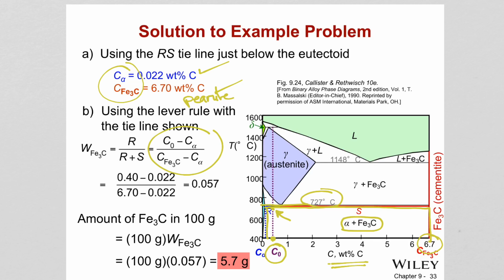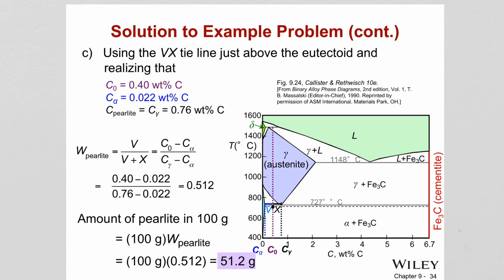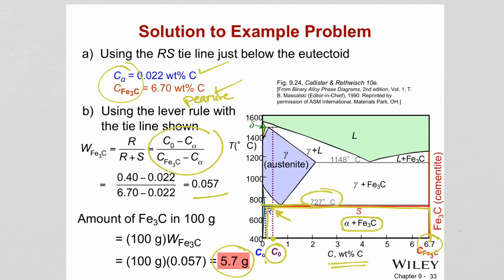So if you find the weight fraction of the cementite using this phase diagram, as we have learned, which is 0.057, that means 5.7%. Okay? What is 5.7% of 100 gram? That should be 5.7 gram. So 5.7 gram of the 100 gram is actually cementite. So next, let's see what it asks.